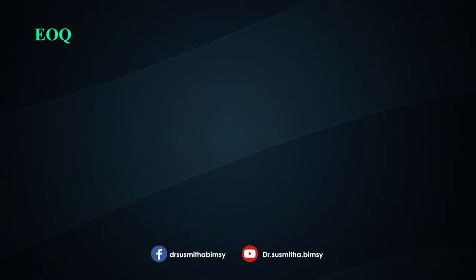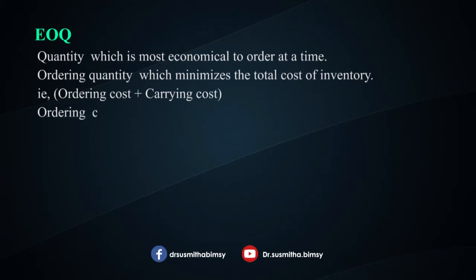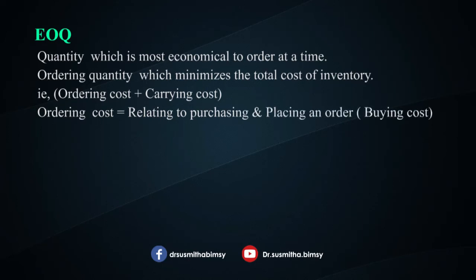So economic order quantity can be defined as the quantity which is most economical to order at a time. In other words, it is the ordering quantity which minimizes the total cost of inventory. So the total cost of inventory consists of ordering cost and carrying cost. What is ordering cost? Ordering costs are those costs which are relating to purchasing and placing an order. These are also known as buying cost.